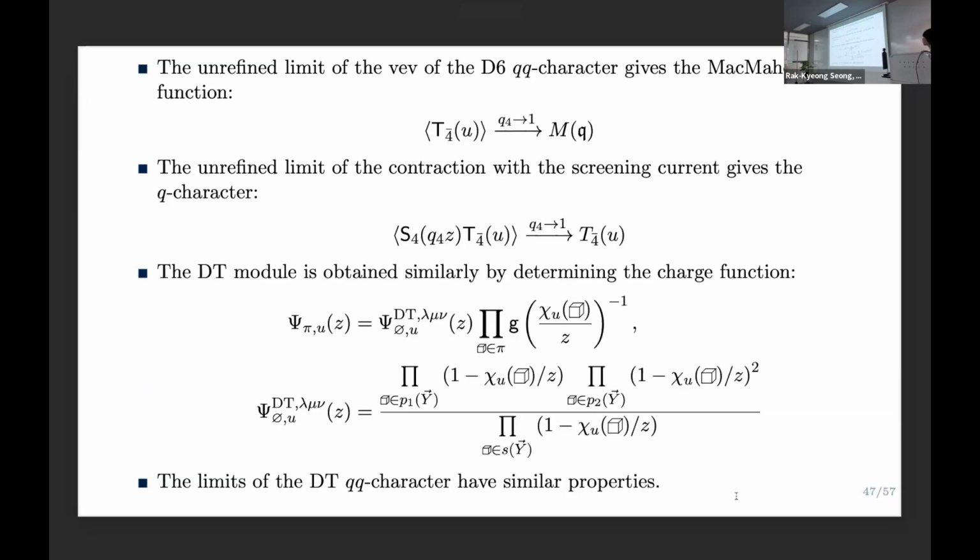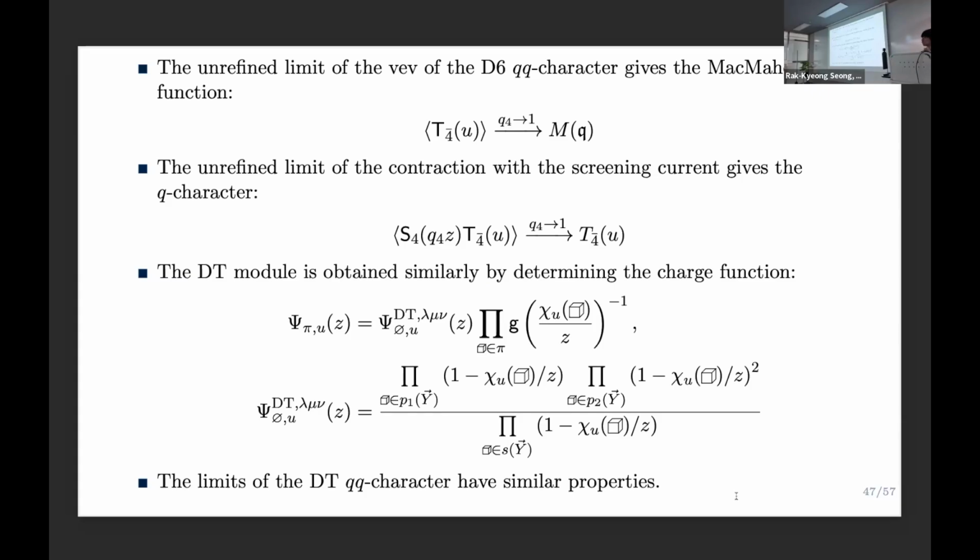So for example, if you take the vacuum expectation value of the D6 QQ character and take the unrefined limit, you get the MacMahon function. And if you study the contraction with the screening current and take the unrefined limit, you get the Q character. So in this sense, the usual D6 QQ character is a generalization of the characters of all of these algebras.